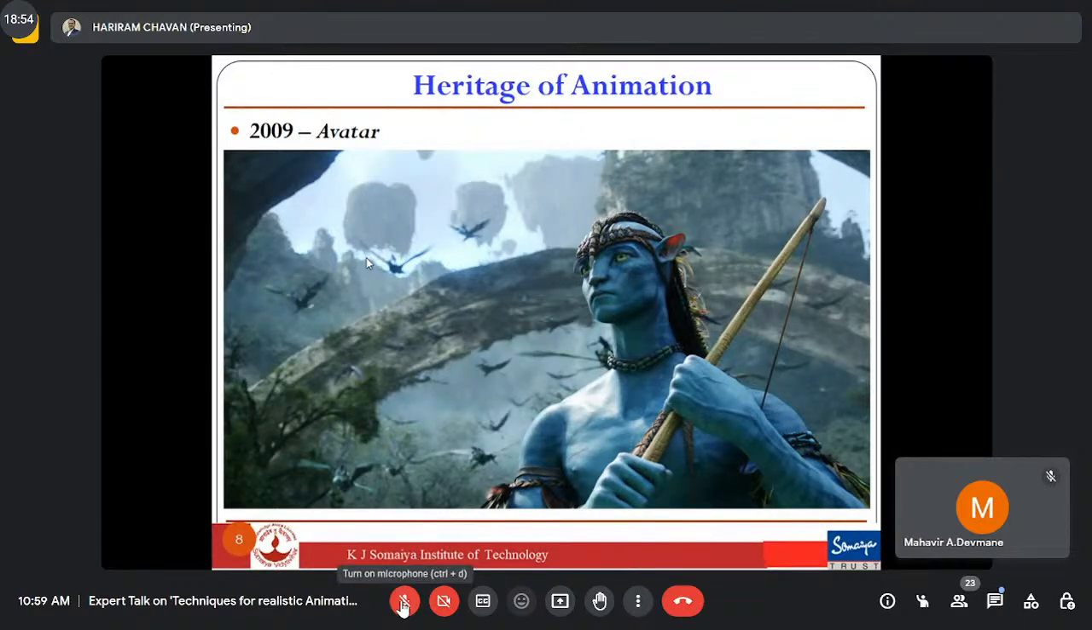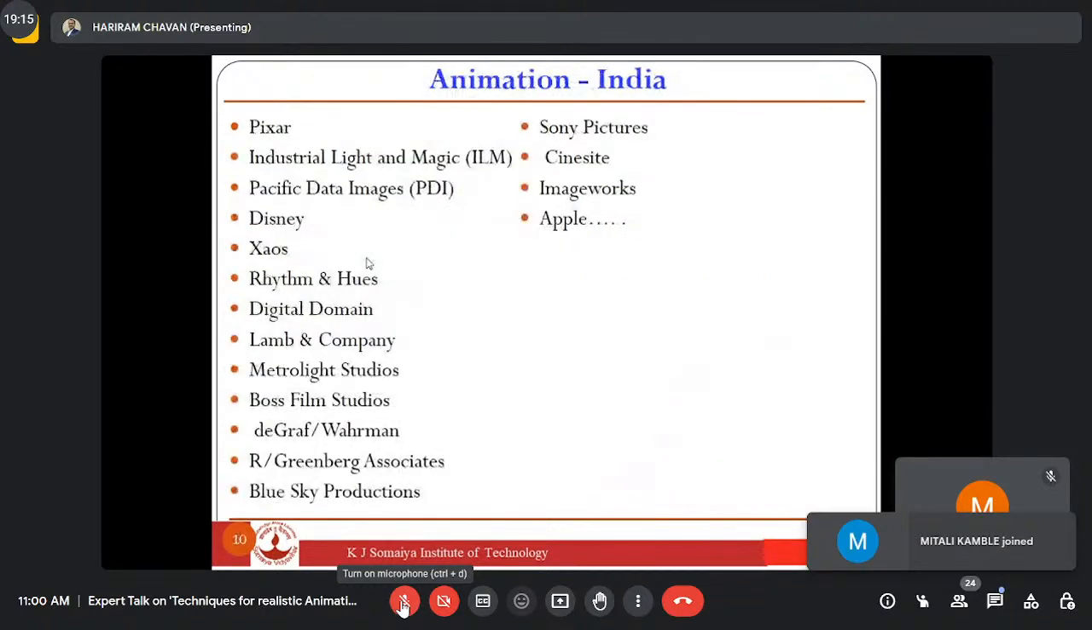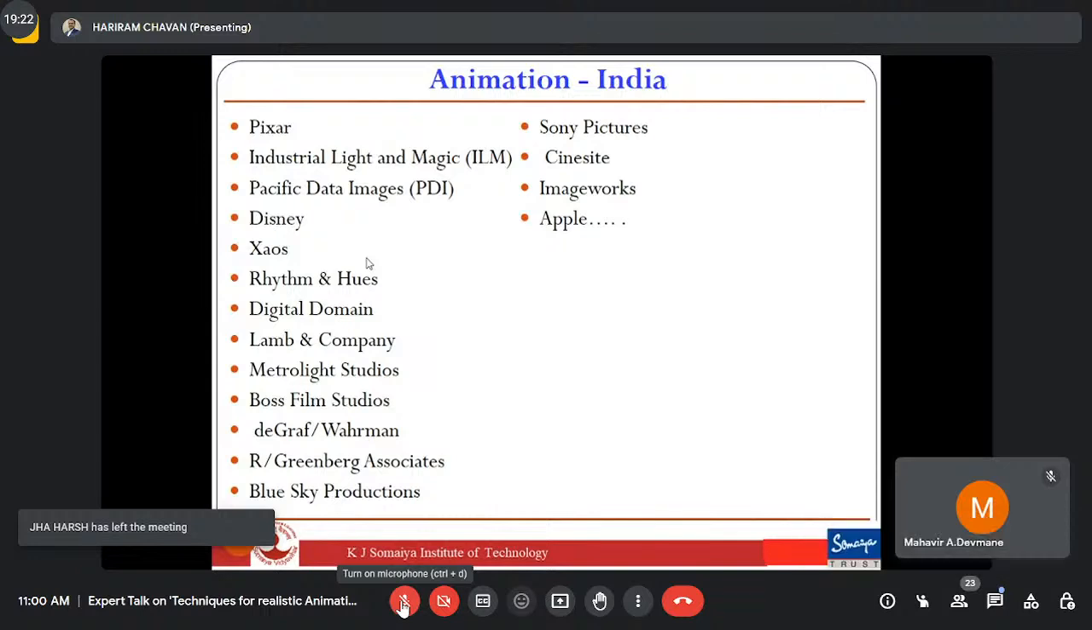Here is an example of animation, and Avatar is the movie. I think you might all know about it. Since then, computer graphics and animation have been used hugely in industry. And if you think about the heritage of animation, Tom and Jerry and all these things, we keep watching them because they are appealing. Nowadays it is becoming more and more realistic.